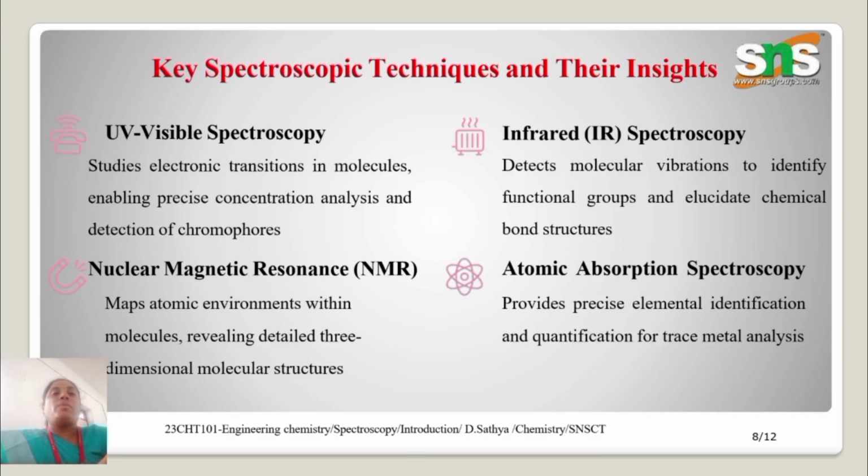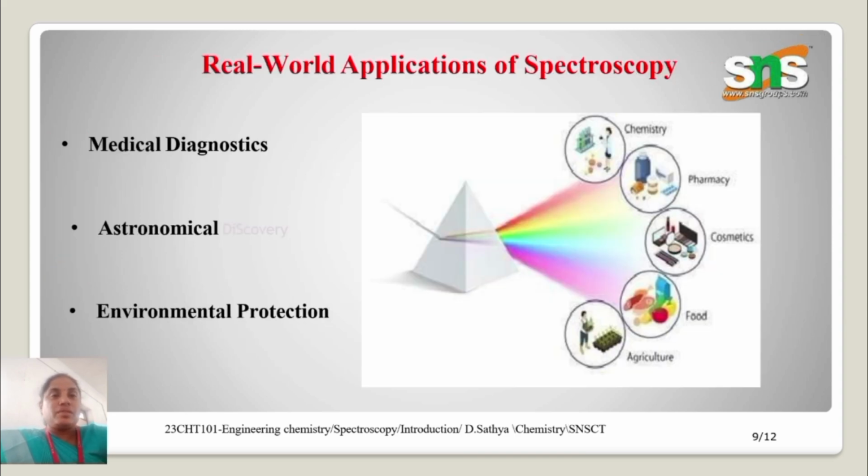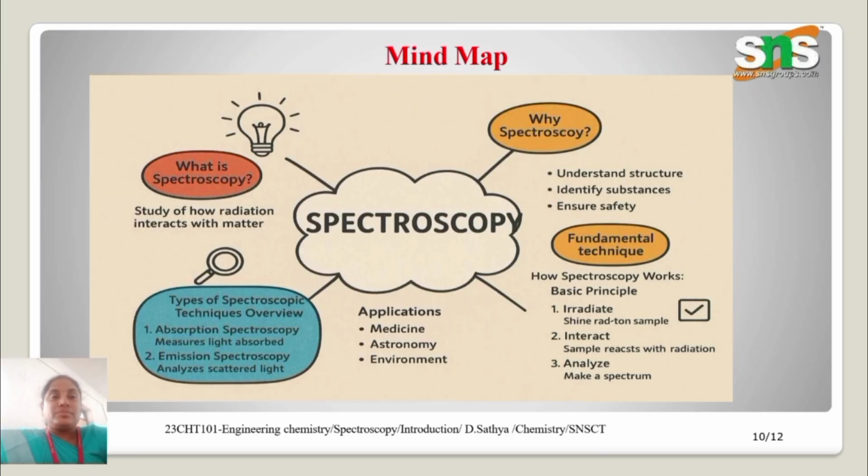So these are the key spectroscopic techniques and their insights. The different types of spectroscopy available are UV spectroscopy, IR spectroscopy, NMR and atomic absorption spectroscopy. In real world applications, spectroscopy is used in medical diagnosis, astronomy, environmental protection, and also in pharmacy, cosmetics and food. So spectroscopy is applied in many different ways.